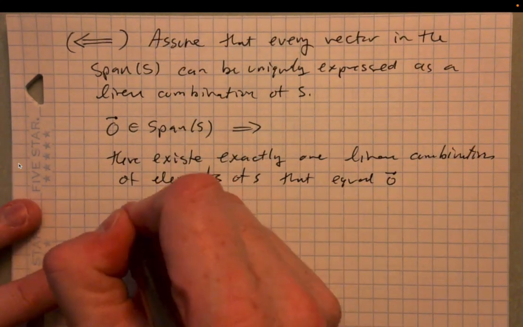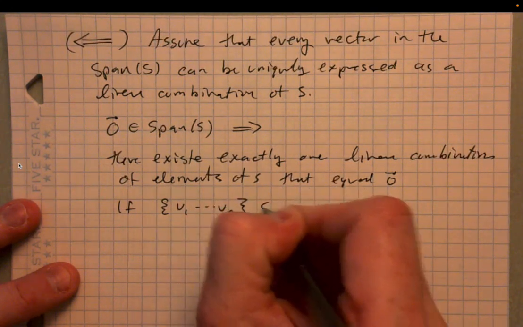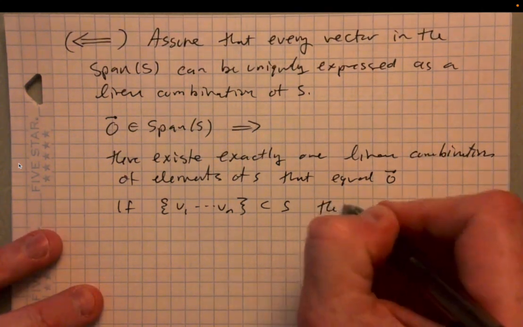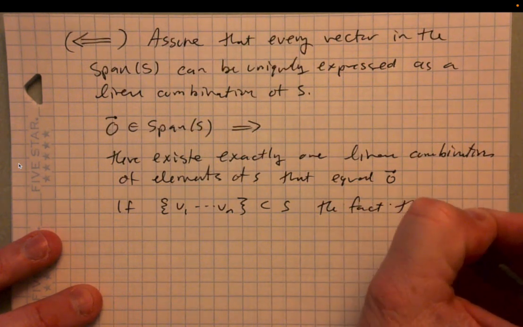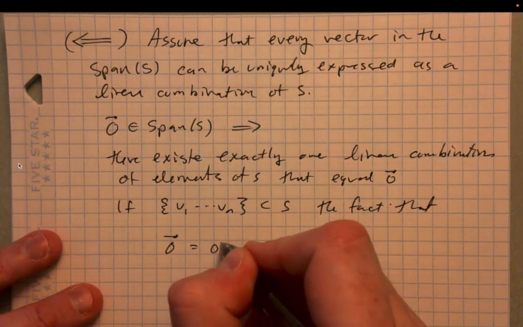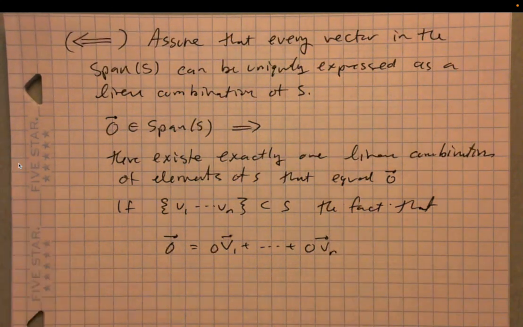Right? So what happens? Well, if you have, let's write them out, v1 through vn, a subset of S, some finite subset of S, the fact that the 0 vector, which is in the span of S, must be equal to 0 v1 plus dot dot dot plus 0 vn means that the only possible coefficients are all 0, right? And so that implies that S is linearly independent, right?